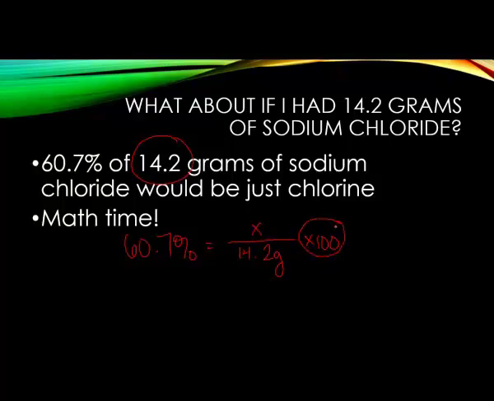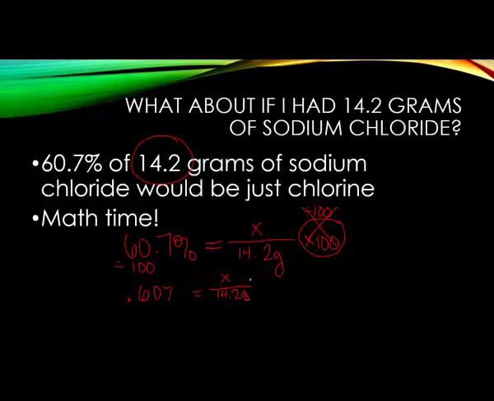So to solve, what we're going to do is the opposite of multiplying by 100. The opposite of multiplying is dividing by 100. So that gets rid of this. But you see these equals? Whatever you do to one side, you have to do to the other side. So we're going to divide this by 100. That'll change your percent into a decimal. 0.607. That's equal to x over 14.2 grams.